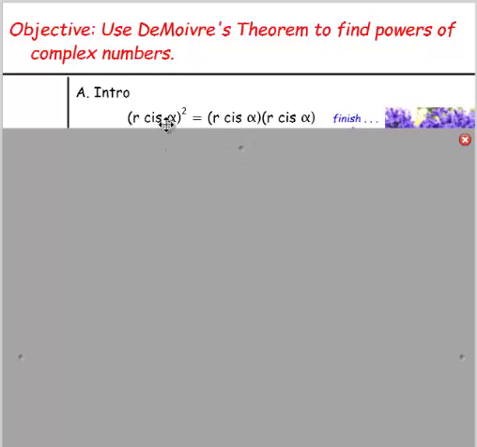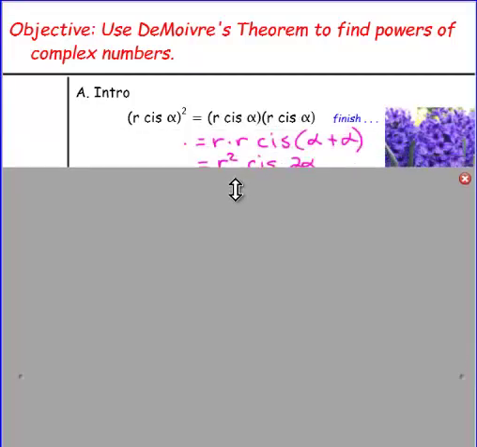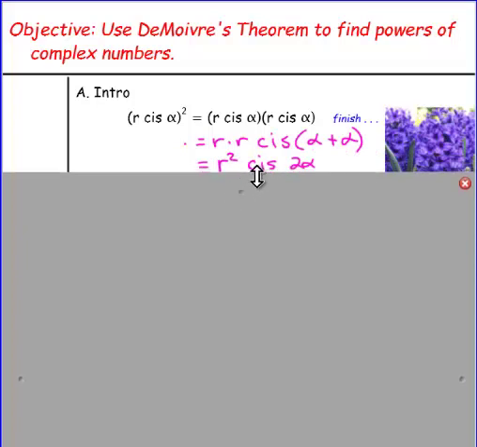So if we do r cis alpha raised to the second power, that means you're multiplying it by itself. Because this is being multiplied using that multiplying rule that we learned last time, we would multiply the two r's together, and we would add the alphas. So it would look like this. Simplified, it would be r squared cis 2 alpha.